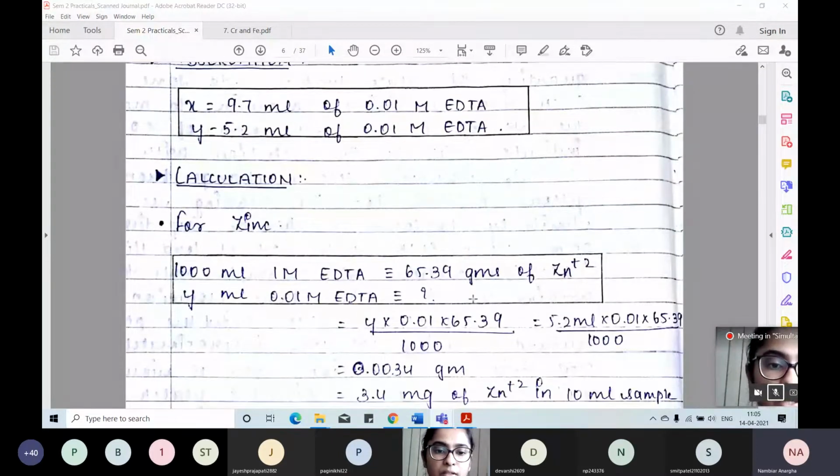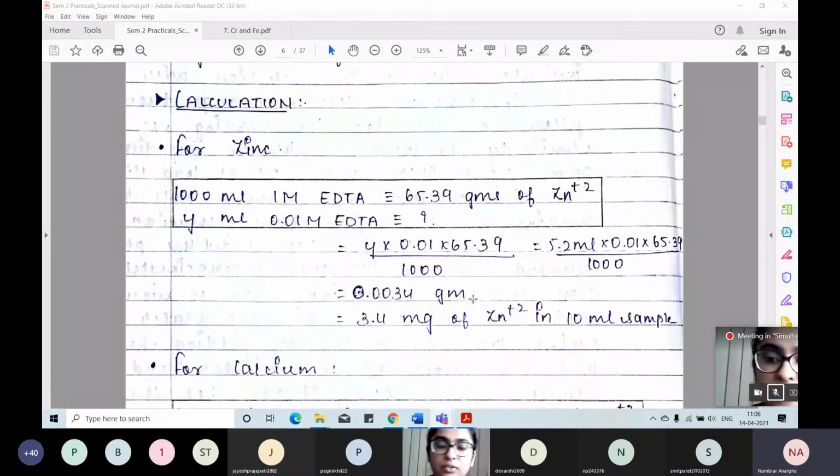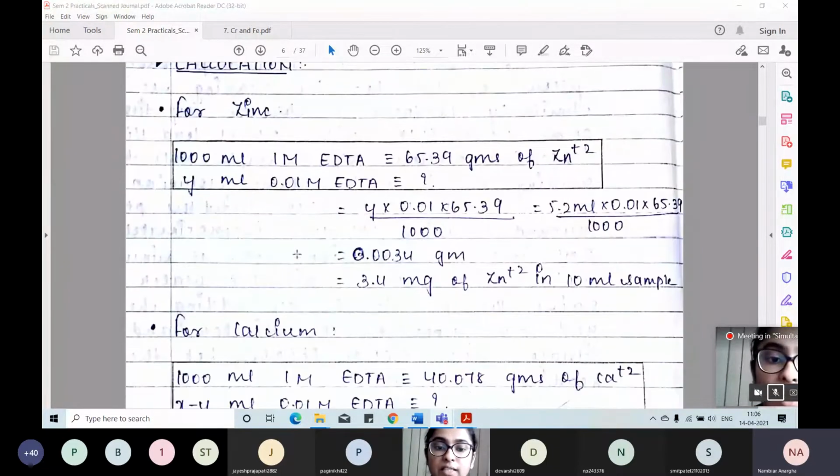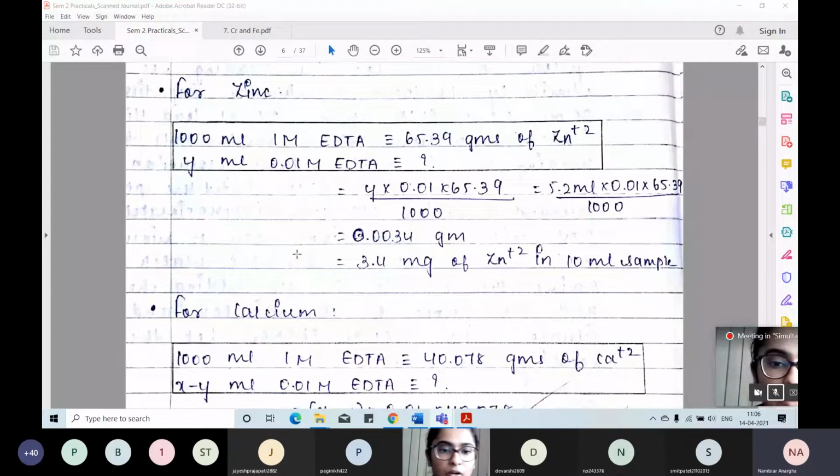You can see over here, it is expected that your X value will always be more than Y, because in the first part you are determining both metals, so obviously more EDTA will be used up to bind with both the metals, so the value will be more. In the second case the value is less because that is only for your zinc. Now you know that for zinc it is this many ml. Alright, for zinc you got 5 ml, right?